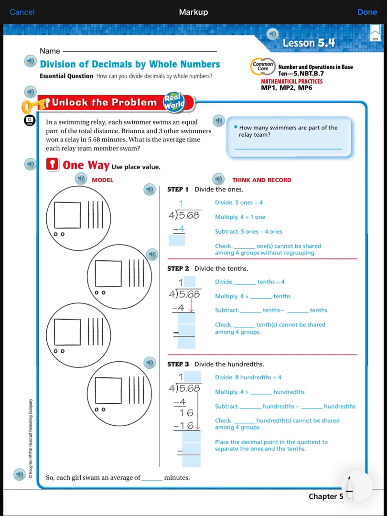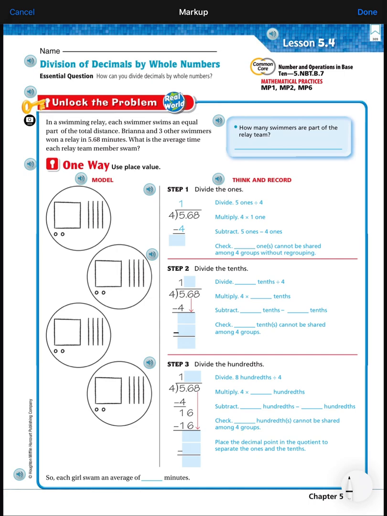So we're going to go ahead and hop right into this on page 309. We're going to be at the top where it says unlock the problem. So it says, in a swimming relay, each swimmer swims an equal part of the total distance. Brianna and 3 other swimmers won a relay in 5.68 minutes. What is the average time each relay team member swam?